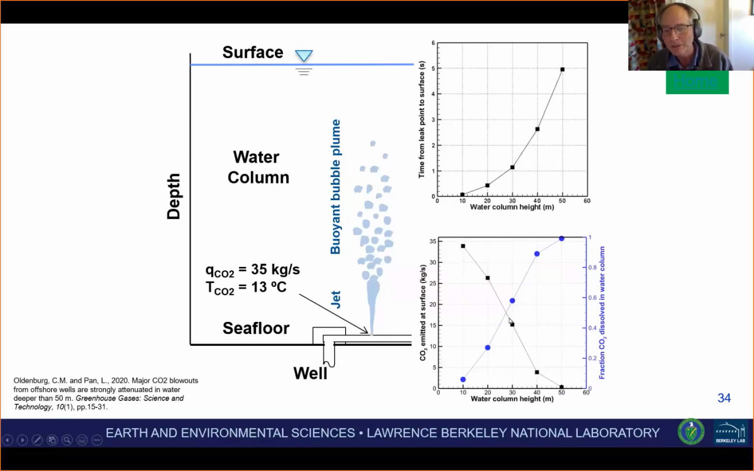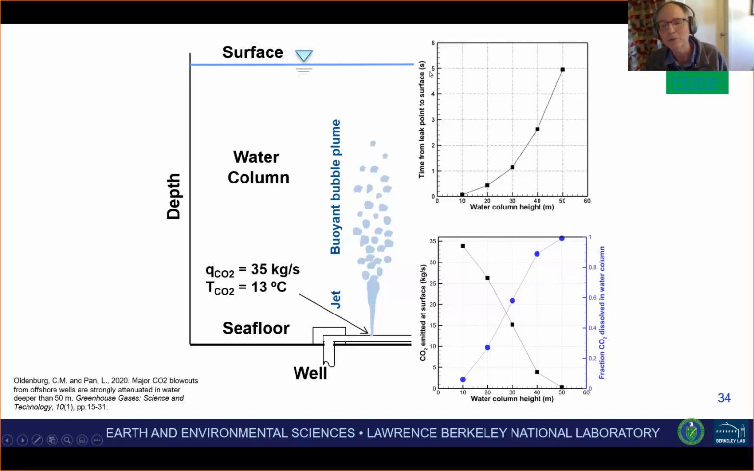But as the water column gets deeper, more and more of that CO2 is being dissolved or absorbed by the water column, till you get to 50-meter water column, and just about all of the CO2 that was emitted here gets absorbed.